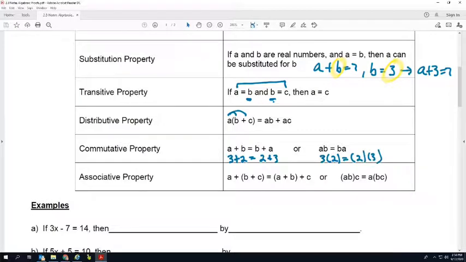Associative property just says that you can put parentheses around a different group. Like we start off with our parentheses around B plus C, but that should be the same thing as having the parentheses around A plus B. Those will stay equal. Or if you're doing multiplication, if you're multiplying those three things together, A times B in parentheses is the same thing as putting B times C in parentheses. All right, let's do some examples.